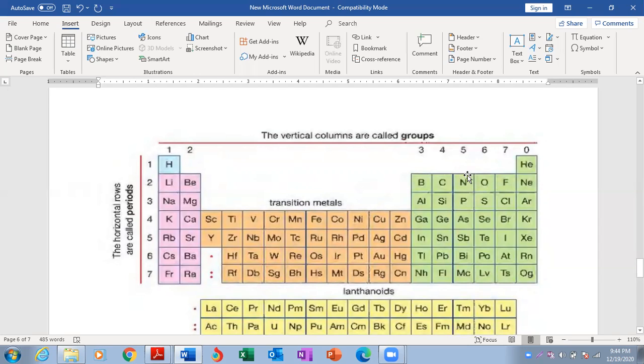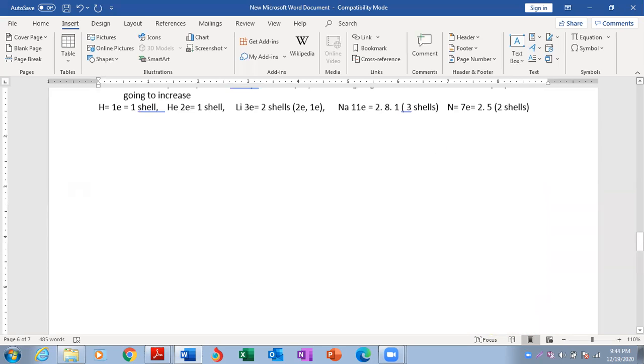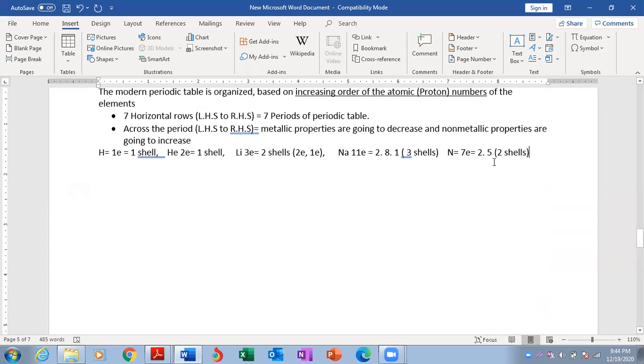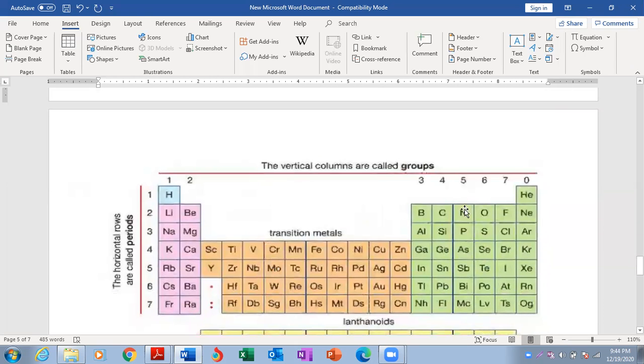I have chosen nitrogen. It keeps the 2 shells. Now 7 electrons: the first shell keeps 2 electrons, the second one 5. So 2 shells. Now I'm moving again to nitrogen. What is the period number of nitrogen? Two, sorry, two.